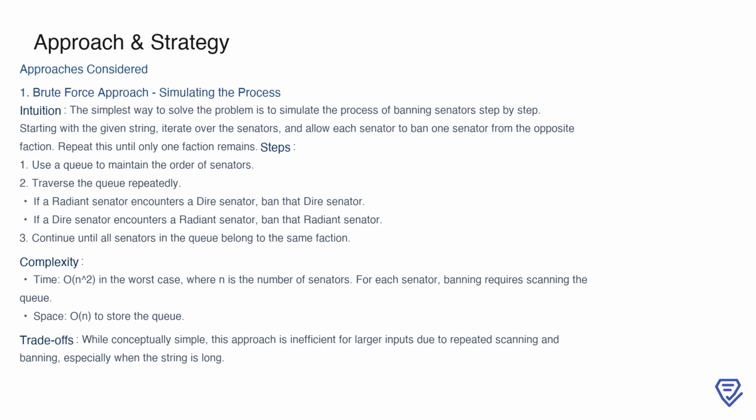However, this approach comes with significant trade-offs. While it's conceptually straightforward, the repeated scanning and banning operations make it inefficient for larger inputs. The time complexity in the worst case is O(n squared), as every banning operation requires scanning the queue. Space complexity is O(n) to store the queue. So, while it's a good starting point, this method doesn't scale well for larger problems.